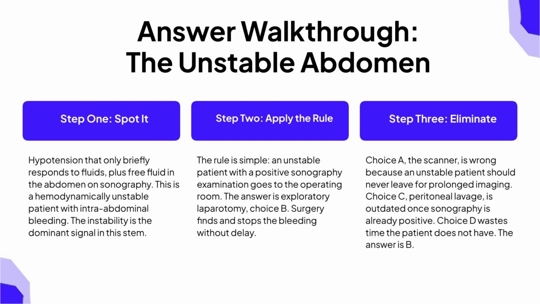He has hypotension that responds only briefly to fluids, plus free fluid in the abdomen on sonography. That is a hemodynamically unstable patient with bleeding inside the belly, and the instability is the loudest signal in the stem. Step 2, apply the rule. An unstable patient with a positive sonography goes to the operating room, so the answer is exploratory laparotomy, choice B. Surgery finds and stops the bleeding without delay.